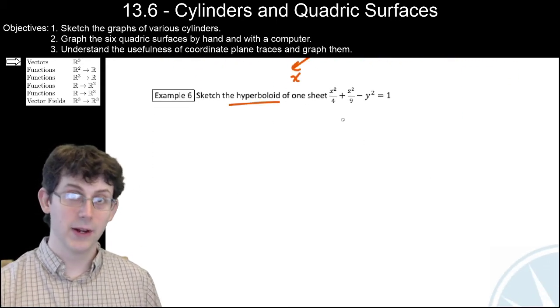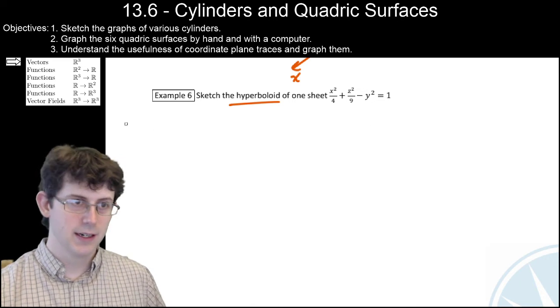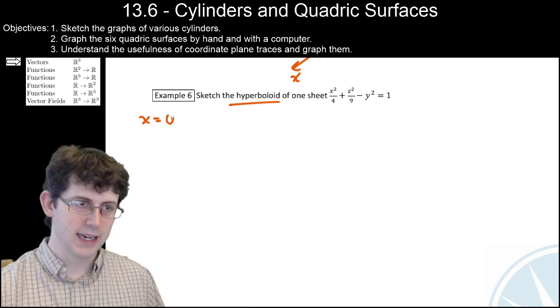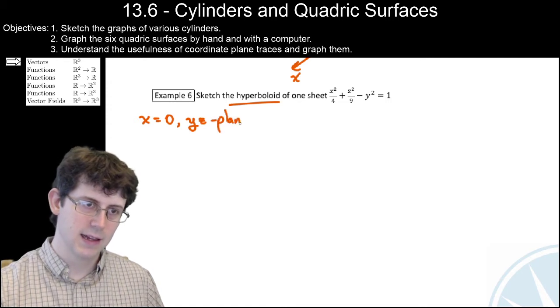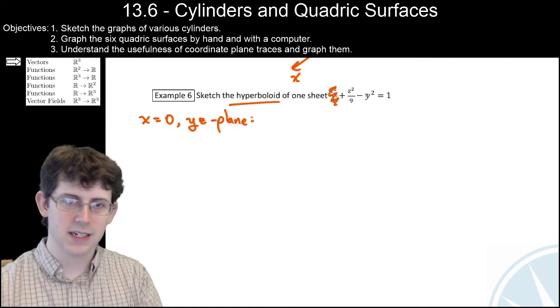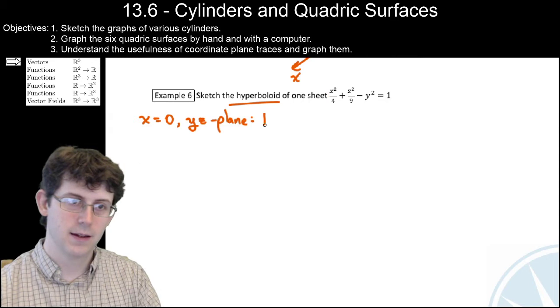Let's try this hyperboloid. This one is a little bit weirder. So this one, when I plug in x equals 0, I'm looking on the yz plane. X equals 0 gives me a hyperbola.